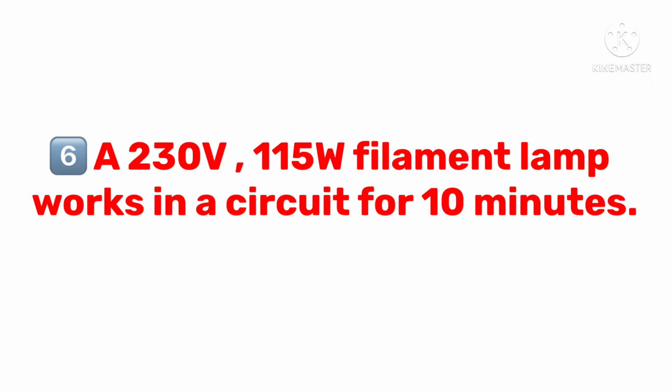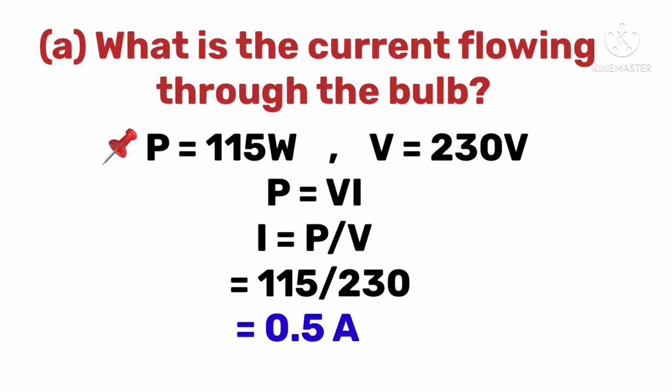Sixth question. A 230 volt 115 watt filament lamp works in a circuit for 10 minutes. A. What is the current flowing through the bulb? Here P equal to 115 watt, V equal to 230 volt. We know that P equal to VI. Therefore, I equal to P by V, which is equal to 115 by 230. Therefore, the answer is 0.5 ampere.